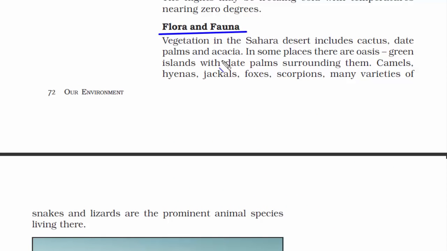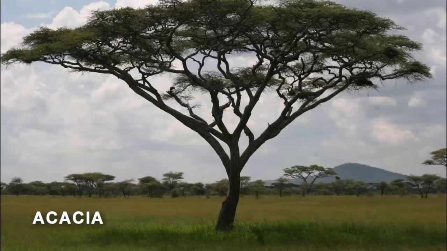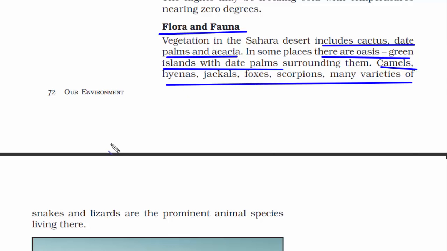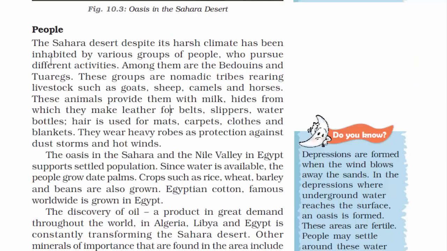Now let's read about the flora and fauna. So the vegetation in the Sahara Desert includes cactus, date palms and acacia. In the previous chapter we have seen what acacia looks like, but I'll show it to you again. In some places there are oases. It's a green island with date palms surrounding them. And some of the animal species that live there are camels, hyenas, jackals, foxes, scorpions, many varieties of snakes and lizards.